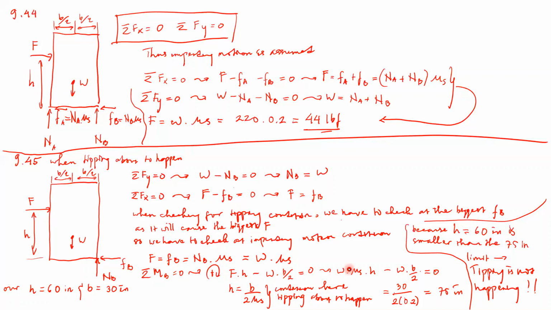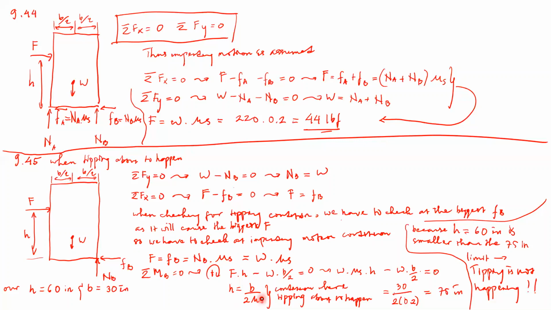Then I can cancel W. Then I will get this relation: H is equal to B divided by 2 mu s. This is the condition which will give us moment equilibrium. To get the moment equilibrium, the calculation of H here will be B divided by 2 mu s.